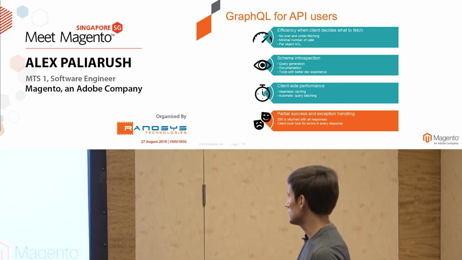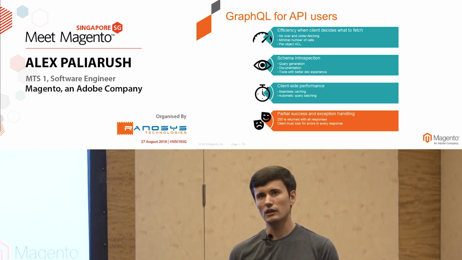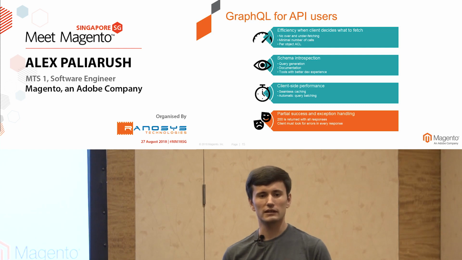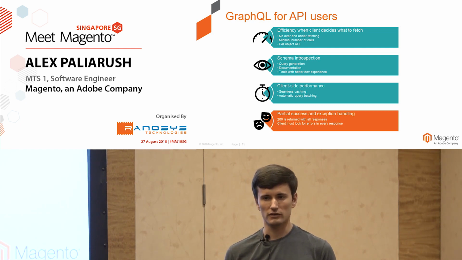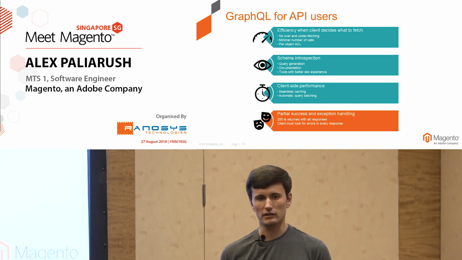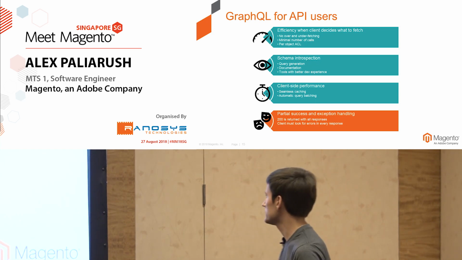Partial success and exception handling can be issues because you basically have to expect partial failure in any case, and there could be some fields which are successfully resolved while the others are not. That's why you have to expect errors in every response. And with GraphQL, you get a 200 HTTP status code response for any request, so you cannot rely on HTTP status code like you do in REST, for example.